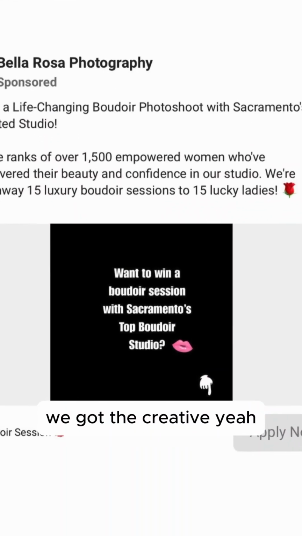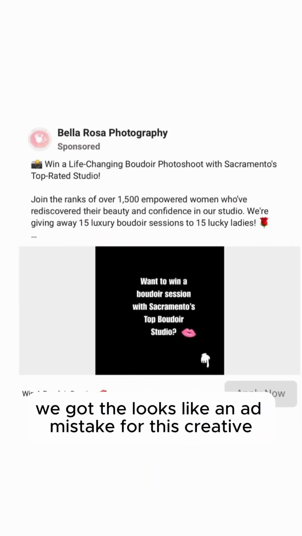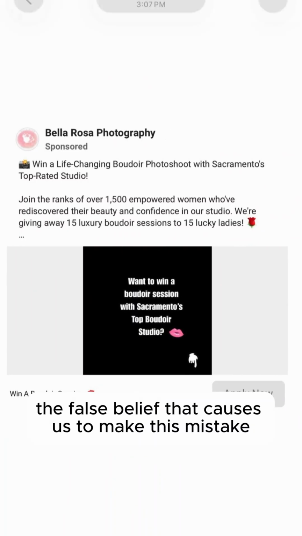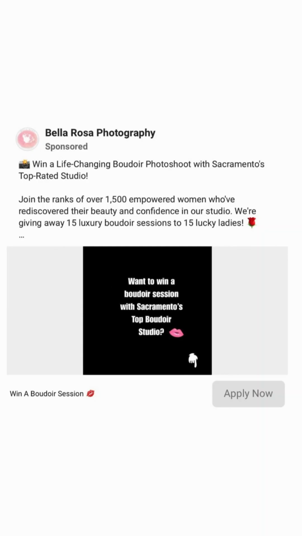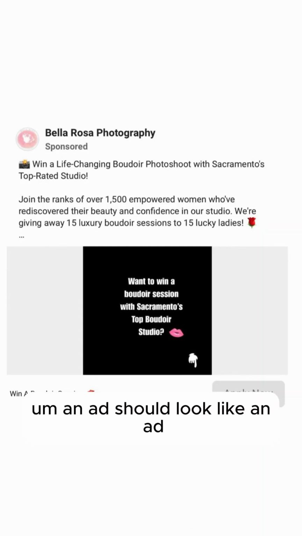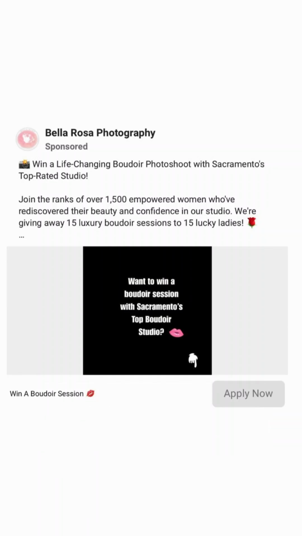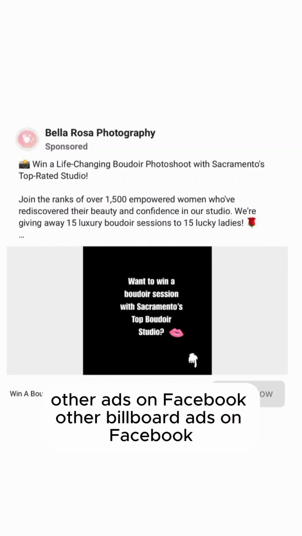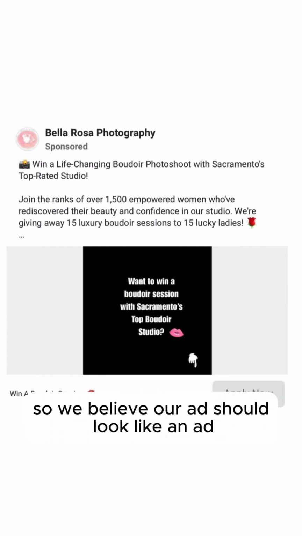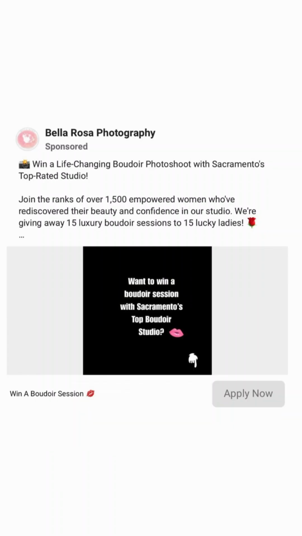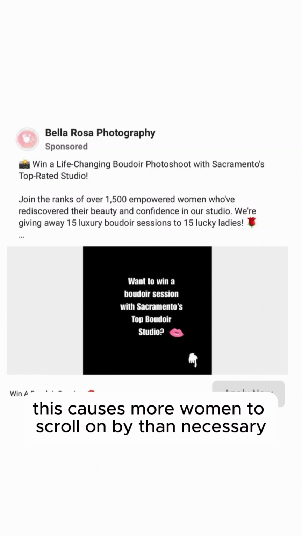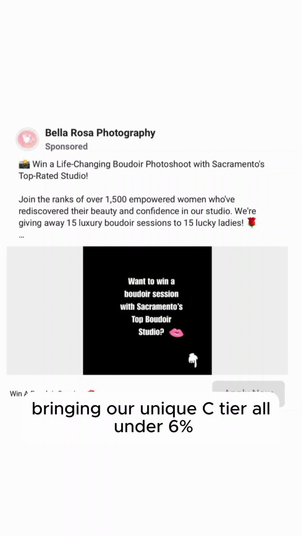We've got the looks-like-an-ad mistake with this creative. The false belief that caused us to make this mistake is that we actually believe an ad should look like an ad. That's how we've seen newspaper ads, magazine ads, TV ads, other ads on Facebook, other boudoir ads on Facebook. So we believe our ad should look like an ad. But this is incorrect. This causes more women to scroll on by than necessary, bringing our unique CTR under 6%.